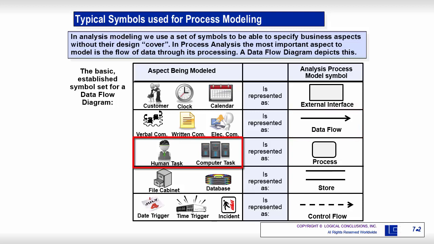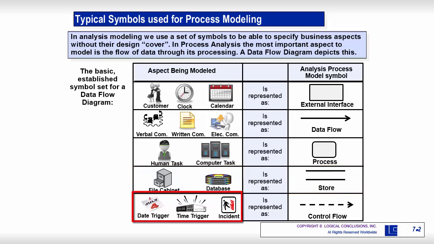The next row shows a human task, procedure or process, or a computer task, program or process. The symbol we use for a process is a rounded rectangle. Next row shows a file or stored data and its mediums such as a file cabinet, database, etc. The symbol we use for a store is a pair of parallel lines.